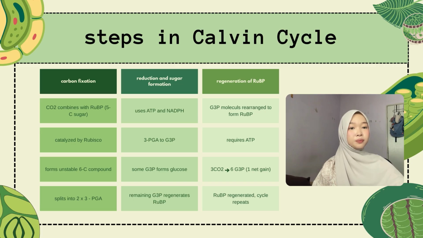molecules of 3-PGA. In the reduction stage, ATP and NADPH are used to convert 3-PGA into G3P, which is a 3-carbon sugar. Some of the G3P molecules are used to produce glucose. In the final stage, regeneration, the remaining G3P molecules are used to regenerate RuBP so that the cycle can continue.